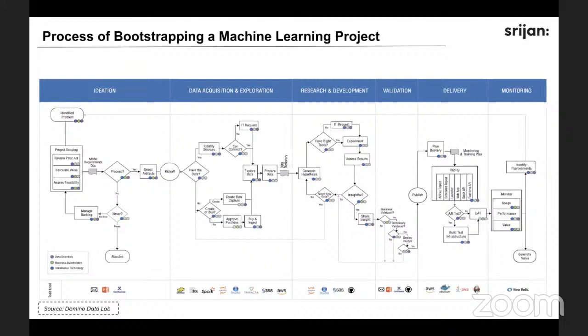There is a lot of process involved there. I'm not going into that much detail because we are running out of time. The next part of bootstrapping is data acquisition, where we generally collect data and do the exploratory data analysis. And once we have some insights about that, we can research whether it's feasible to develop a particular solution or not.